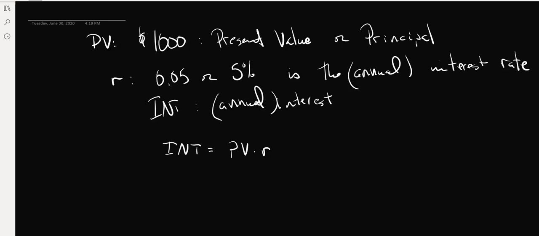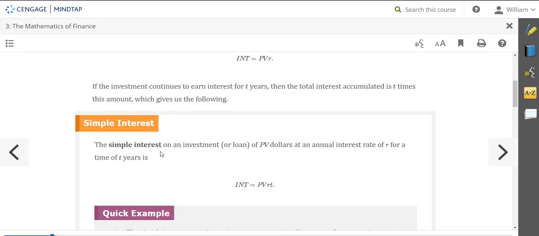So we can write it like this. The present value is $1,000. We call it the present value, or the principal. R is the interest rate. We can write it as 0.05 or 5%. It's the annual interest rate. And the annual interest, we'll denote by INT. And so the formula we just showed was INT equals PV times R. So they talk about the simple interest on an investment or a loan of PV dollars at an annual interest rate of R for a time of T years is PVR. That's what we just talked about before.